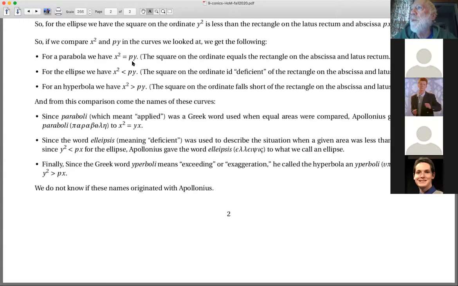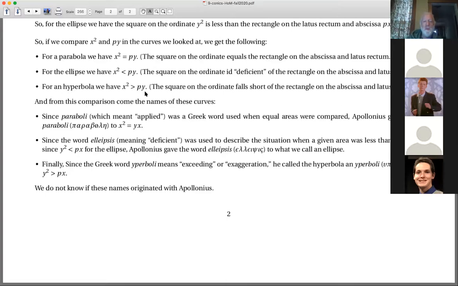So x squared is equal to py in the parabola. Parabola means equal areas. The ellipse means something's deficient. So we had x squared less than that rectangle. It's deficient. You need more stuff to fill it up. For the hyperbola, and somebody's hyperbolic, if they're over the top, they're more than they need to be. Well, in the hyperbola, we have x squared greater than py. So it's exceeding, or it means that it's exceeding.